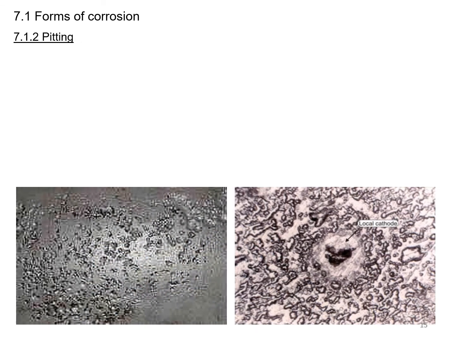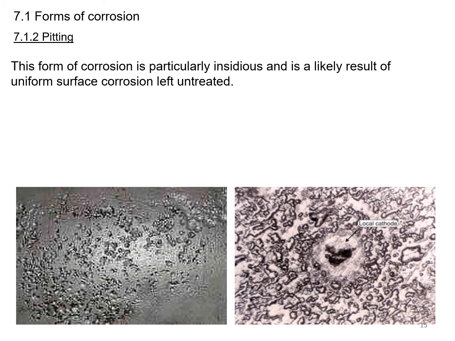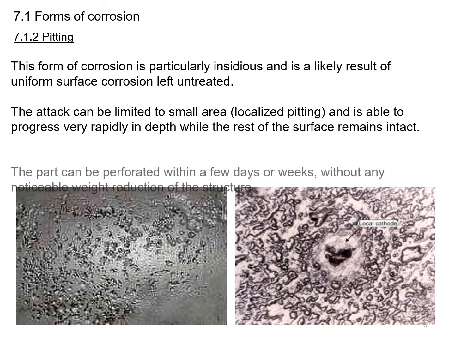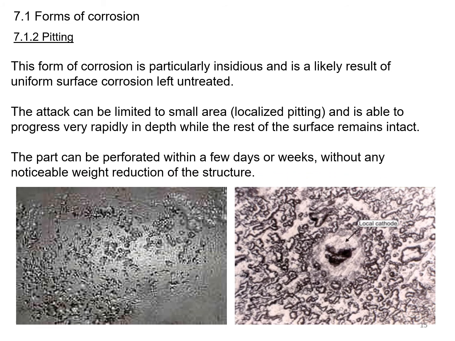7.1.2 Pitting. This form of corrosion is particularly insidious, and it's a likely result of uniform surface corrosion that was left untreated. The attack can be limited to small areas, or localized pitting, and is able to progress very rapidly in depth while the rest of the surface remains intact. The part can be perforated within a few days or weeks without any noticeable weight reduction of the structure.